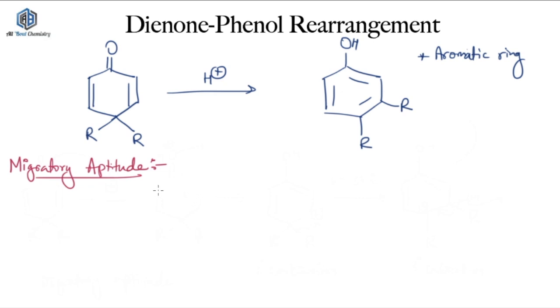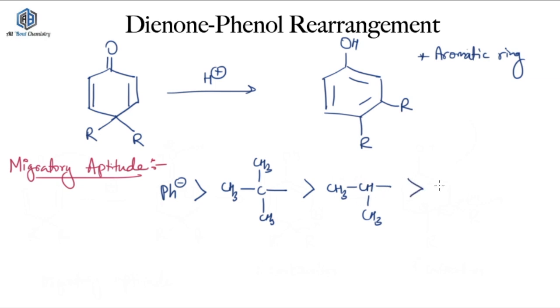In this migratory aptitude, we'll start from the phenyl carbanion. If you have phenyl, it will migrate first. Then you will have the 3-degree carbanion, that means if you have a CH3, CH3, CH3 kind of group, this whole group will migrate next. After that, if you have the 2-degree CH3, CH3 group, this will migrate next, and then comes the 1-degree group, and the least one is the methyl group. So this is the order of migratory aptitude.